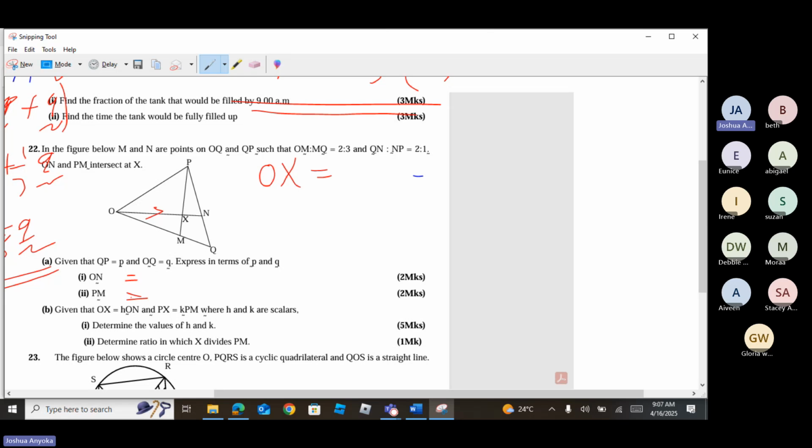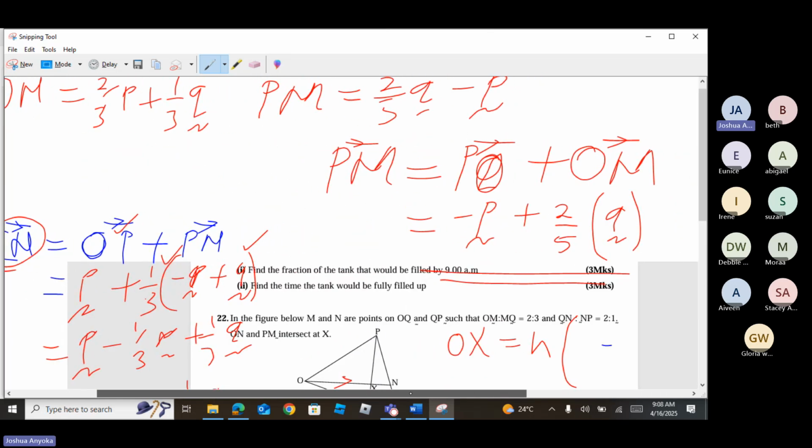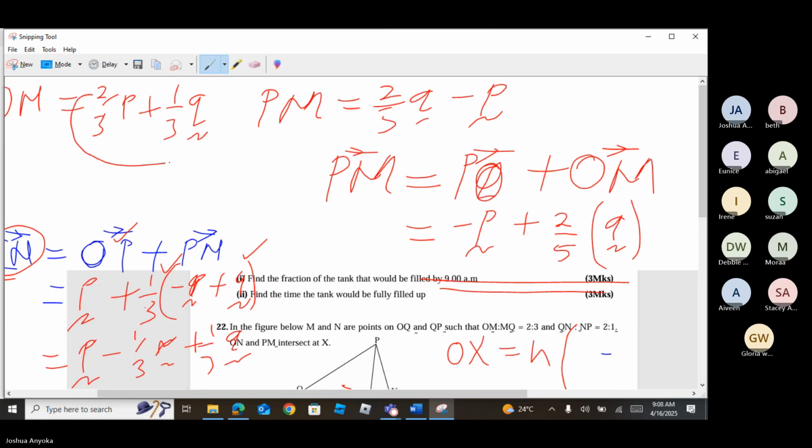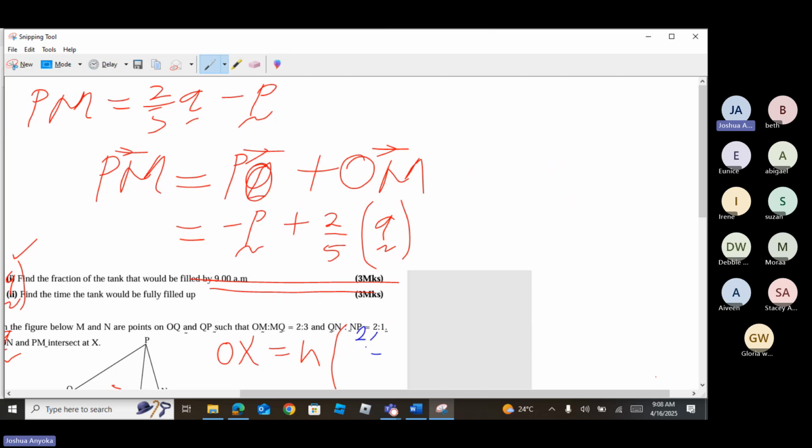So OX is HON. And remember, we have worked out ON. ON is 2 over 3 P plus a third Q. So we substitute in, we need OX. It is 2 over 3 P plus a third Q. That is OX.